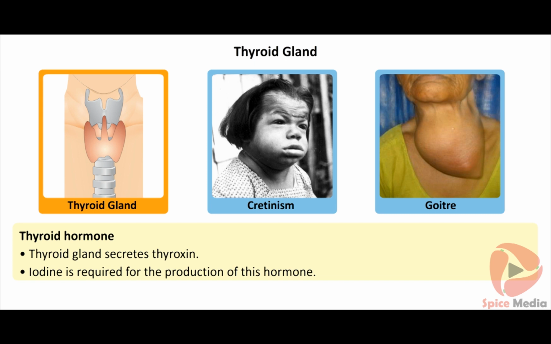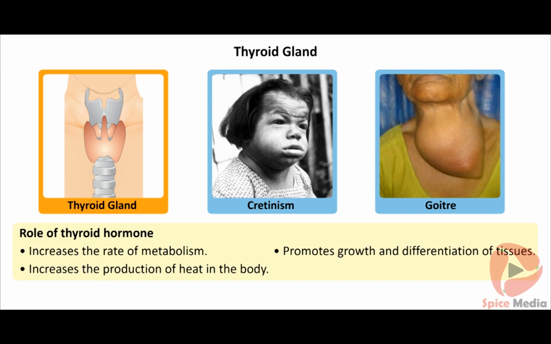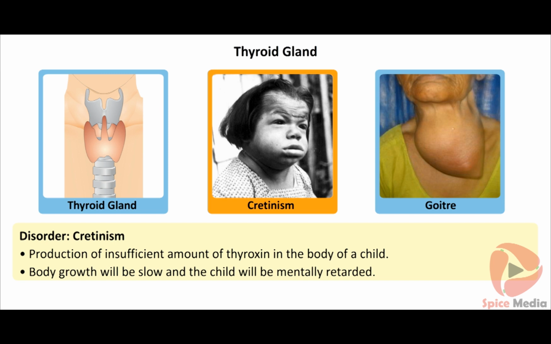Iodine is required for the production of this hormone. Thyroxine increases the metabolic rate of cells. It increases the production of heat in the body and promotes growth and differentiation of tissues. Insufficient production of thyroxine in the body of a child results in cretinism. The child will be having very poor body growth and will be mentally retarded.